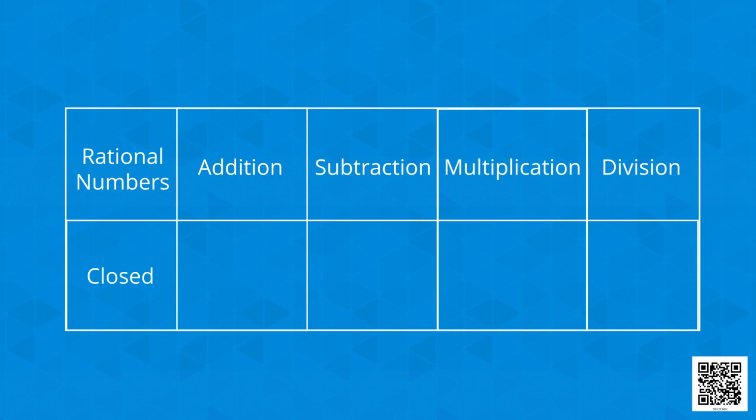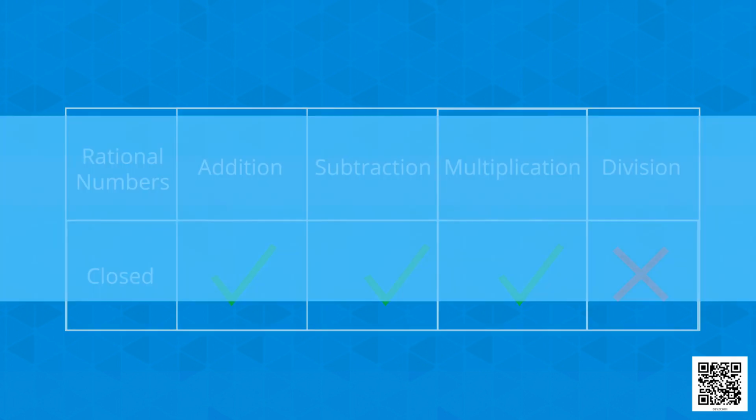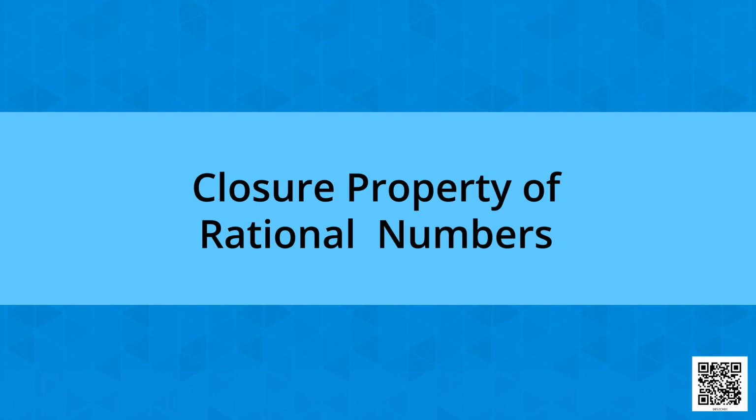Rational numbers are closed under addition. Rational numbers are closed under subtraction. They are also closed under multiplication. But they are not closed under division. So children, just by playing with numbers, we have come to conclude about the closure property of rational numbers.